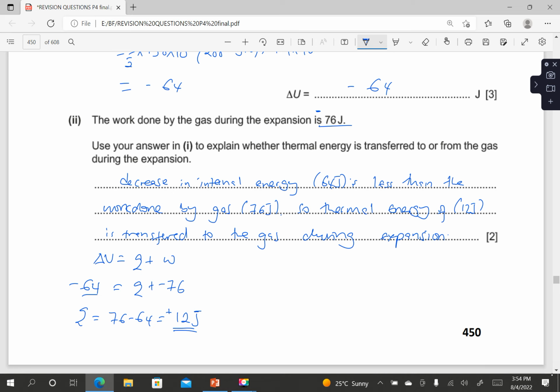So that is what I could say for this particular question. Use your answer to explain whether thermal energy is transferred to or from the gas. I would just do this by calculation and conclude that since Q is positive, then thermal energy is transferred to the system, or to the gas. As simple as that. Okay, next.